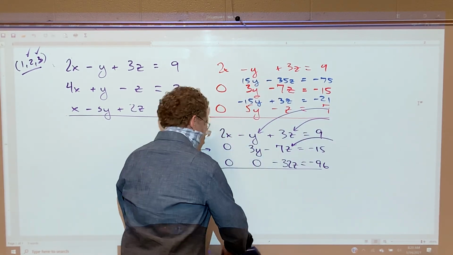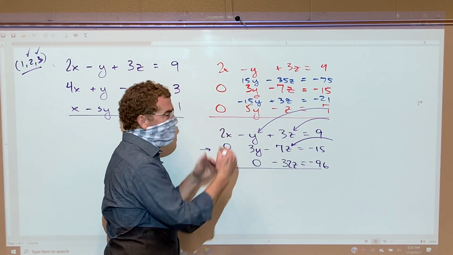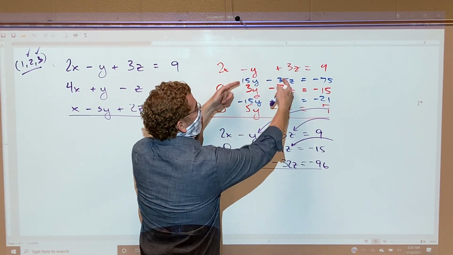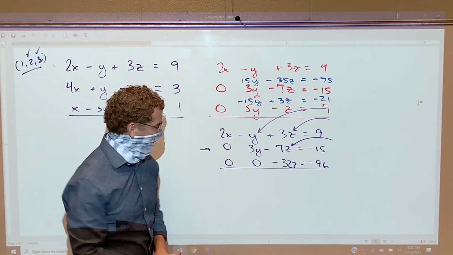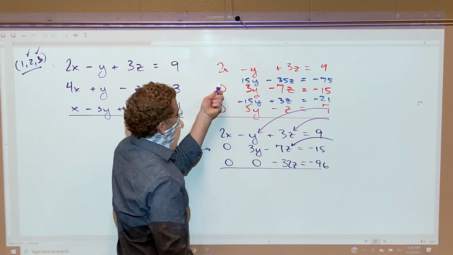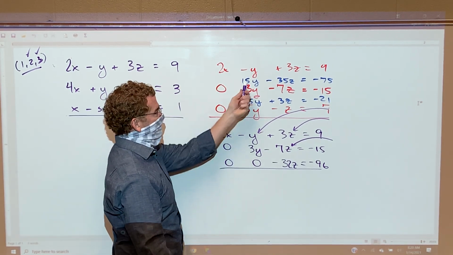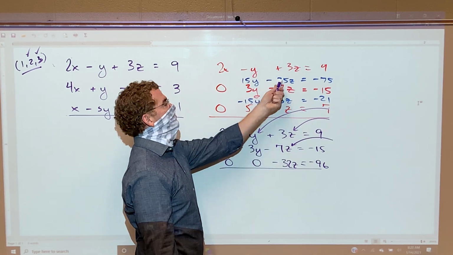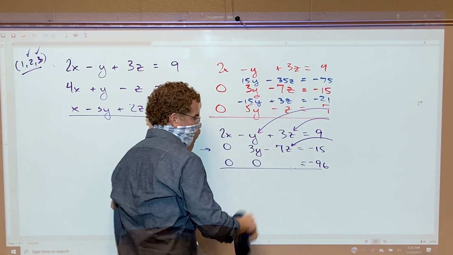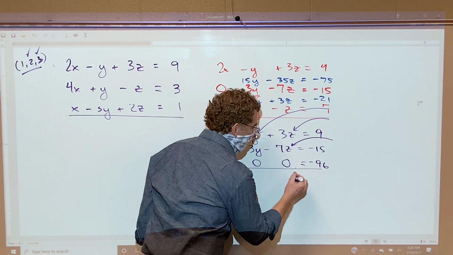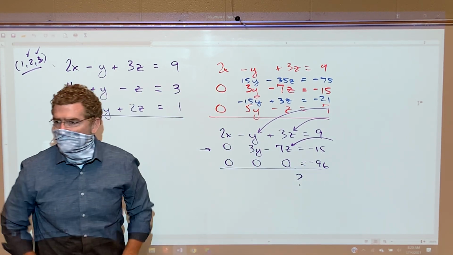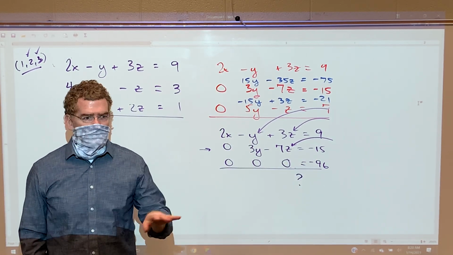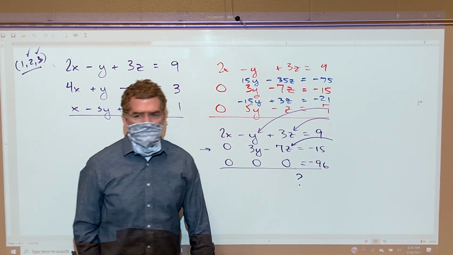So what would happen if, as you're solving, you add these 2 blue equations? Again, this is a big what if, and you got a 0, obviously 0 and 0 is 0, but then that gave you a 0, and then this also gave you a 0. What does that mean about this problem? There's no solution, because 0 doesn't equal negative 96.